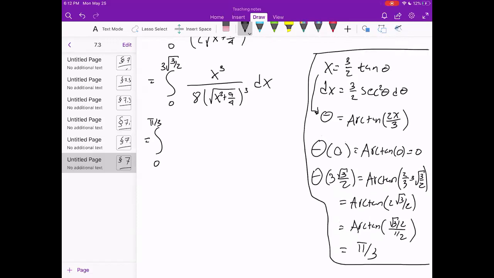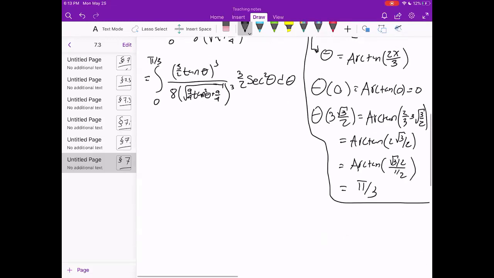This is scratch work. So x is 3/2 tan theta, so I'm going to get (3/2 tan theta) cubed up top, divided by 8 square root of, so I have (3/2 tan theta) squared, so 9/4 tan squared theta, plus 9/4. I want both those numbers to be the same because I'm going to end up factoring it out. This is all cubed. And then dx is 3/2 secant squared theta d theta.